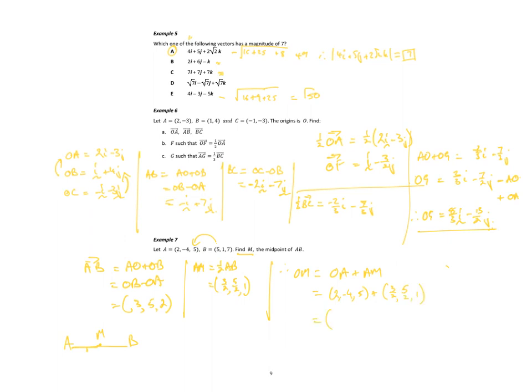So if I add those two vectors together, I get 7 on 2, negative 4, so negative 8 plus 5 is negative 3 on 2. 5 plus 1 is 6. So there's my vector OM. So if you like, in vector form, 7 on 2 i minus 3 on 2 j plus 6k.